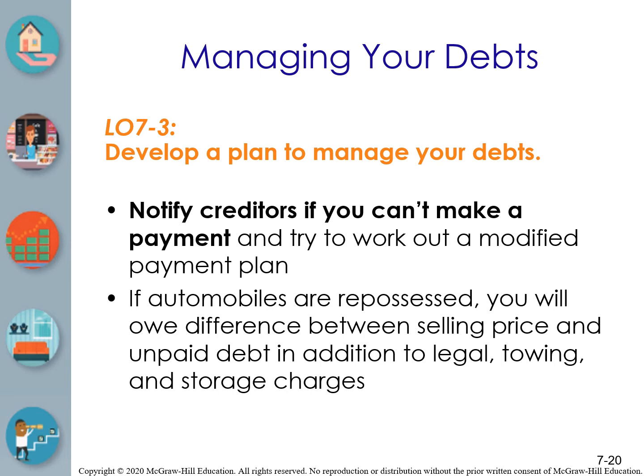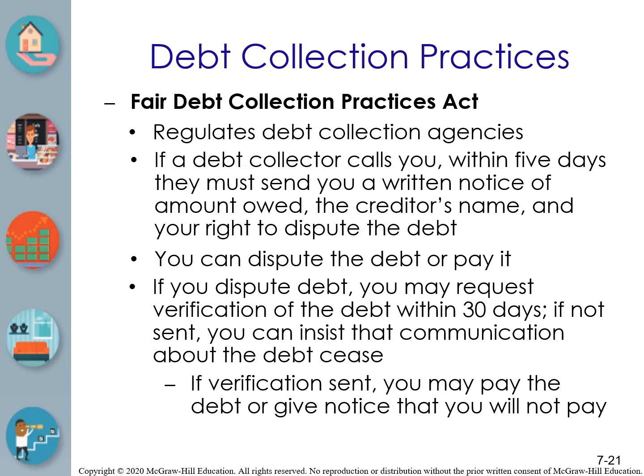For example, you still owe close to $25,000, and the vehicle sells for $20,000, and on top of that you've got an additional $2,000 of legal and towing and storage charges. So you're in the hole for another $7,000. So this is something to really be careful about when you're purchasing a new car. Anyway, I won't go into too much detail on that, but you get the idea.